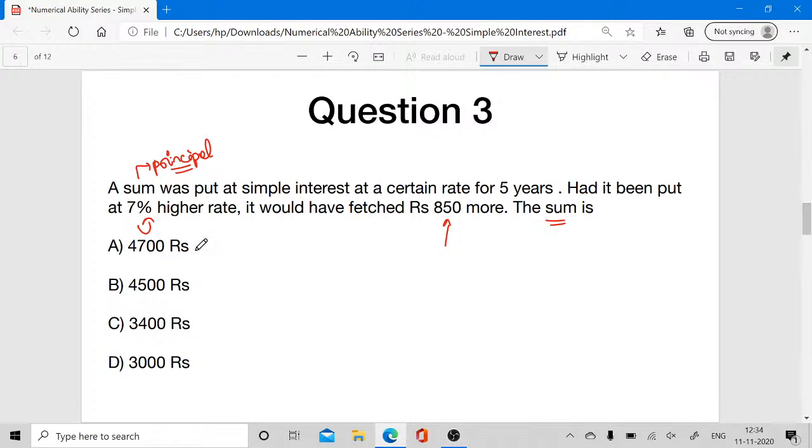Chalo, okay, let's do this question. So what is the original rate? Let me keep the sum equal to S. What is the original rate here, people? Do I know the original rate? No, I do not know the original rate. So let me take it as x. And what is the new rate which they are telling us to find out? This is nothing but x plus 7.